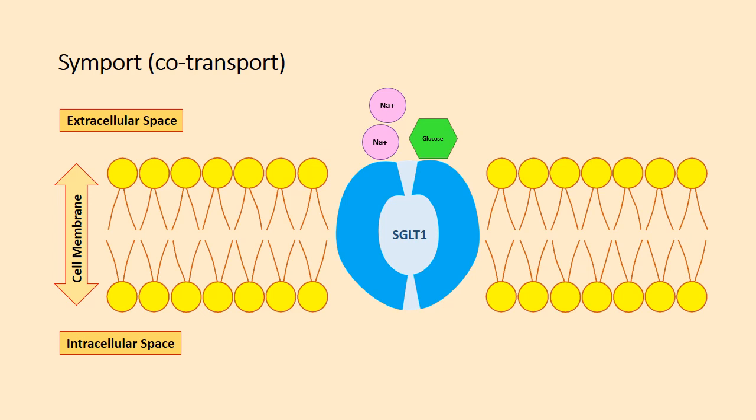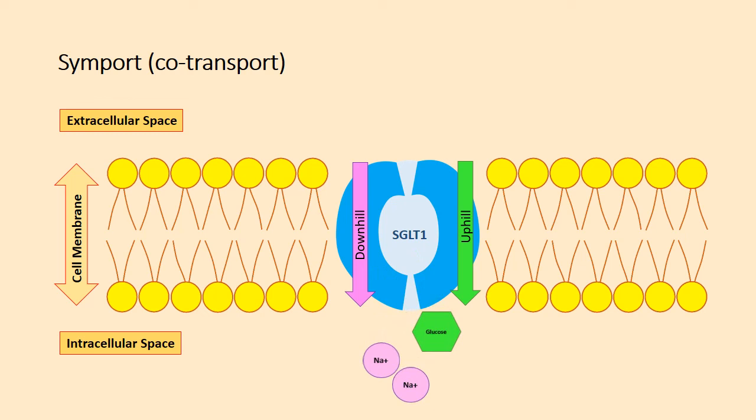The entry of two sodium ions and one glucose molecule into the cell via the sodium-glucose transporter is an example of symport or co-transport. The movement of sodium ions down their electrochemical gradient provides the driving force to move the glucose molecule against its gradient.